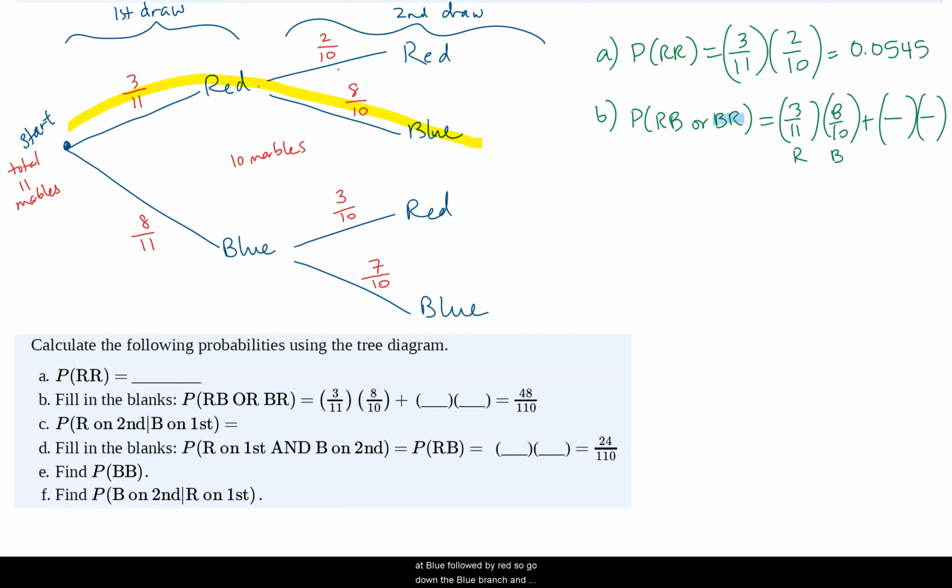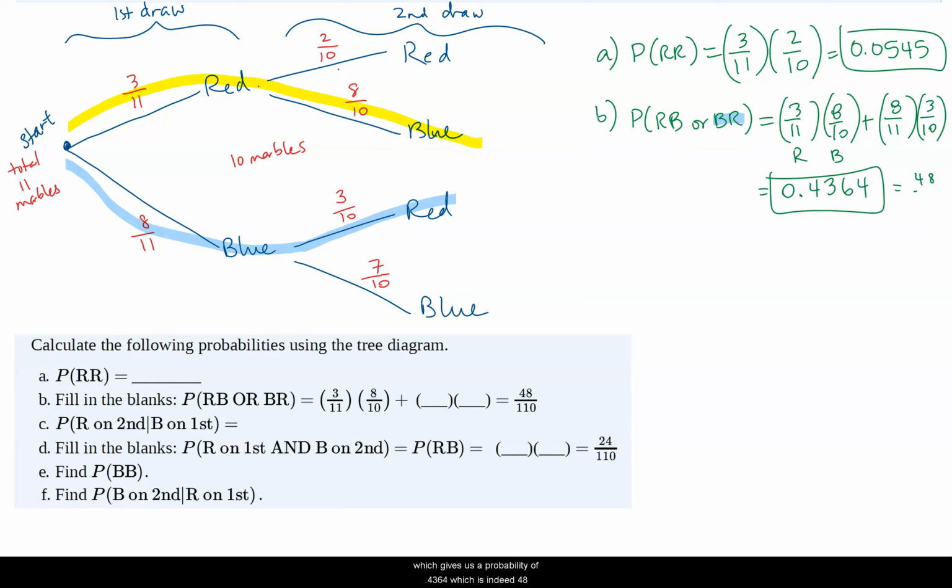And now we're going to look at blue followed by red. So go down the blue branch and then go up to red. That'll give us 8/11 times 3/10, which gives us a probability of 0.4364, which is indeed 48 out of 110. I like the decimal answer better because I know what 0.43 is. With 48 out of 110, how close is it to half? I don't know. It's a little bit easier for me to think about decimal numbers, so I like the decimal answers.